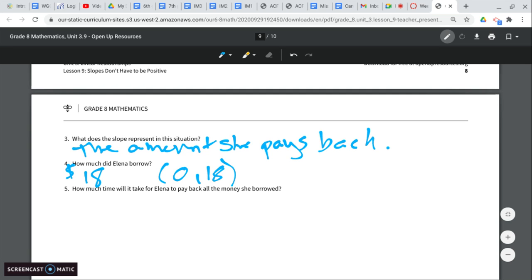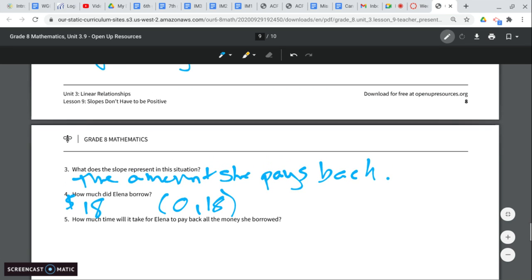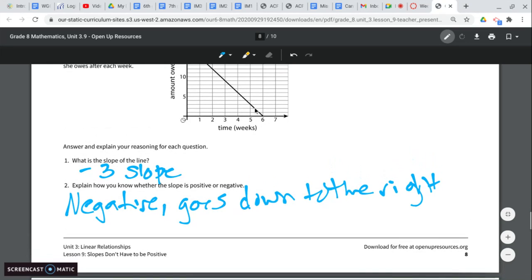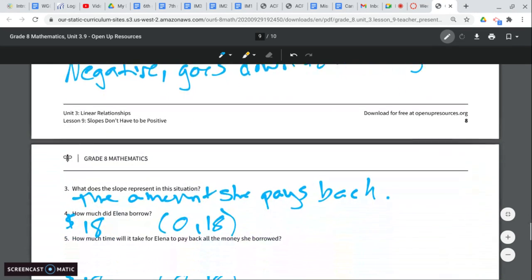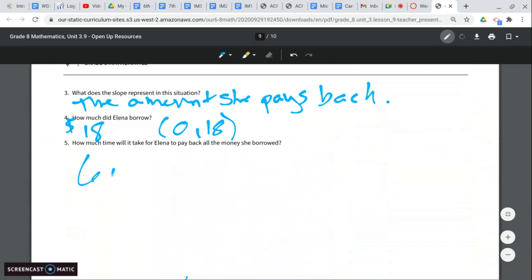And how much time will it take for Elena to pay back all the money she owes? So when is our y value 0? After 6 weeks, which we can see from the point (6, 0).